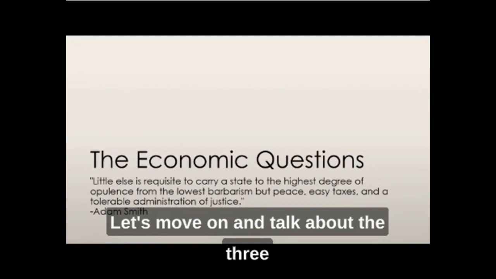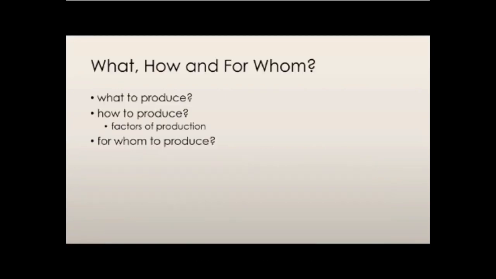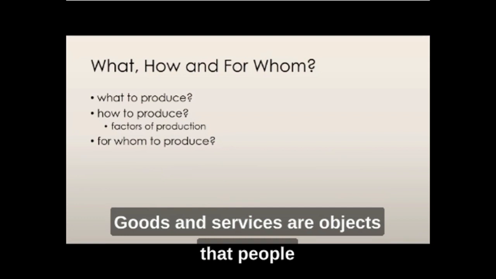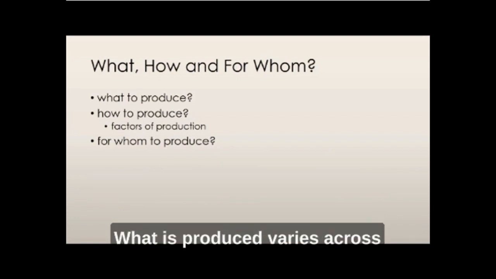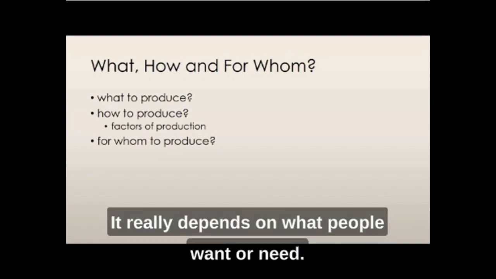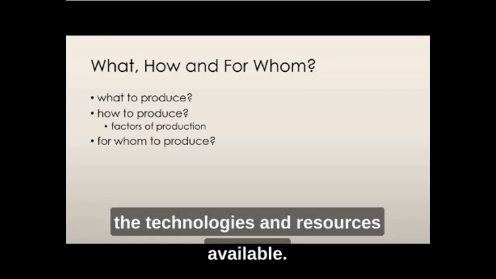Let's move on and talk about the three basic questions that economics tries to answer. Goods and services are objects that people value and produce to satisfy wants. What is produced varies across countries and changes over time. It really depends on what people want or need. How to produce is determined by the technologies and resources available.